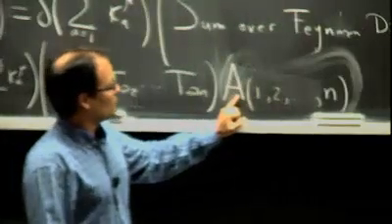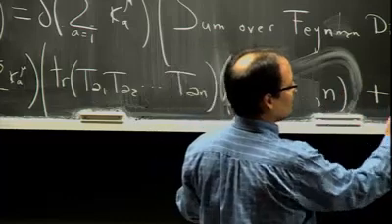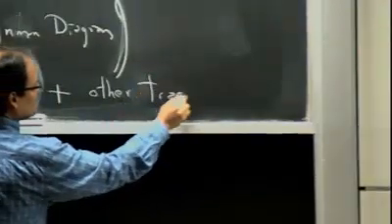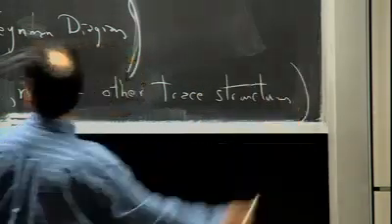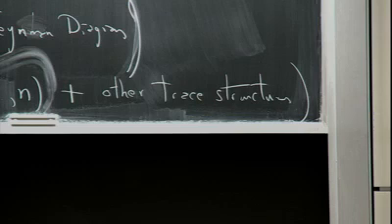So this is called a partial amplitude. And the reason is that this is not the complete amplitude, because now you have to sum over other trace structures. Okay? How many trace structures would there be? So how many terms are there in this sum?